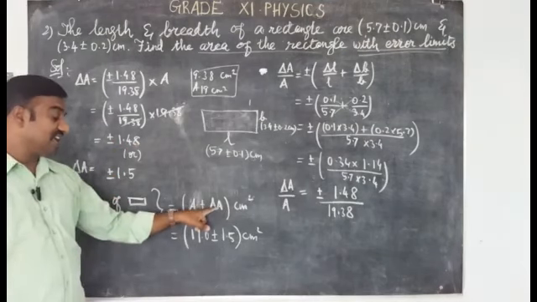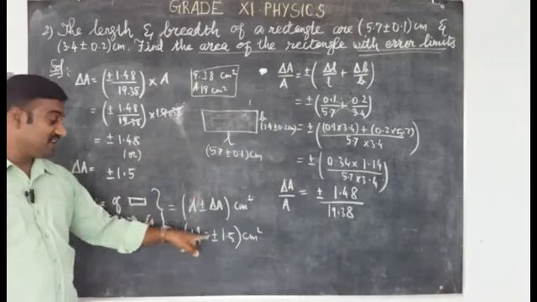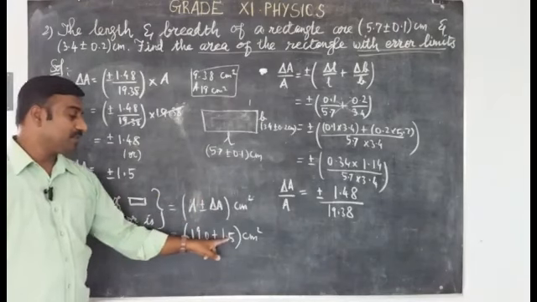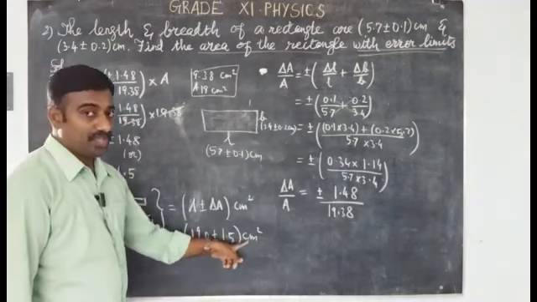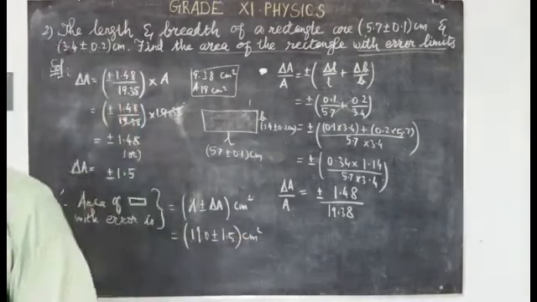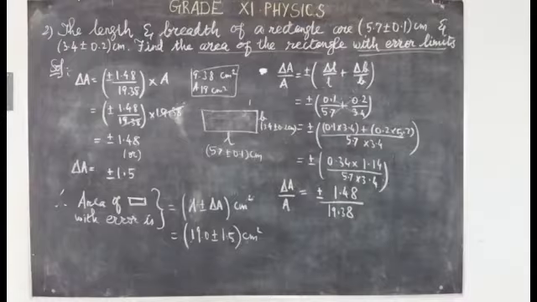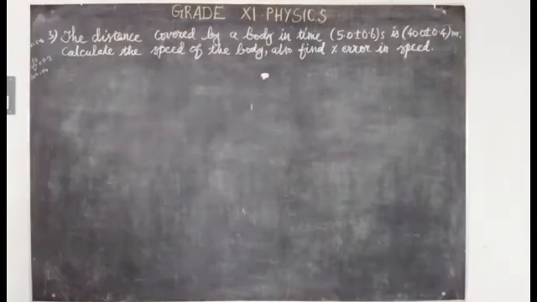So the final solution, the area of the rectangle with the error, is 19 plus or minus 1.5 centimeter square. This is the common mention. Okay. Then next we are moving to the third question. Okay, now we are going to the third question.